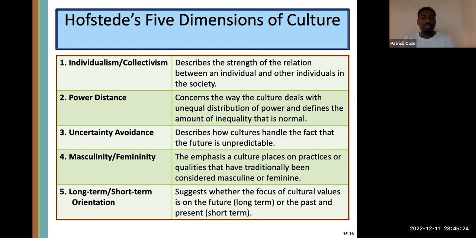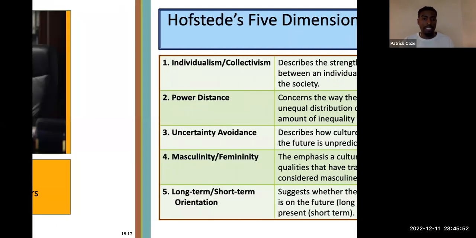Power distance concerns the way the culture deals with unequal distribution of power and defines the amount of inequality as normal. Uncertainty avoidance describes how culture handles the fact that the future is unpredictable. Masculinity and femininity, the emphasis a culture puts on practices or qualities that have traditionally been considered masculine or feminine. Then long-term, short-term orientation suggests whether the focus of cultural value is on the future or the past and the present. Okay, so you have these different dimensions of culture, right?